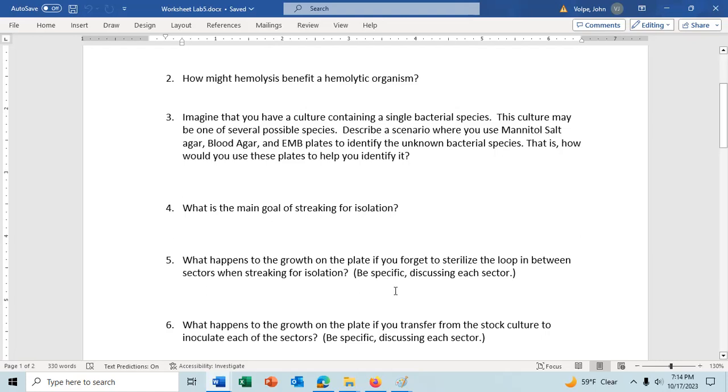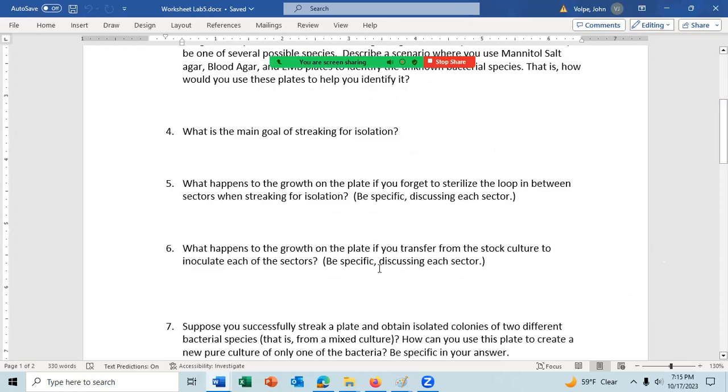6, what happens to the growth on the plate if you transfer from stock culture to inoculate each of the sectors? So normally when you're doing a plate, only in the first sector do you get the cells from the stock culture and then streak out sector 1. However, in this case, in sector 2, you're going back to the stock culture and then setting up sector 2. And then sector 3, you're going back to the stock culture to set up sector 3, etc. So once again, be specific in detail, discussing each sector.